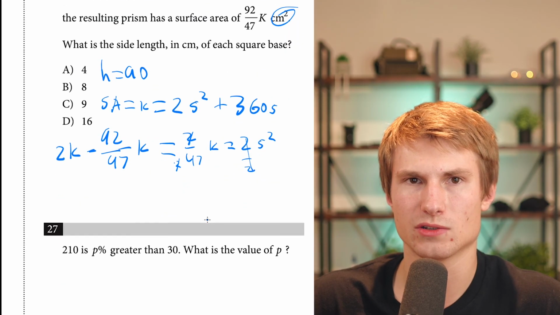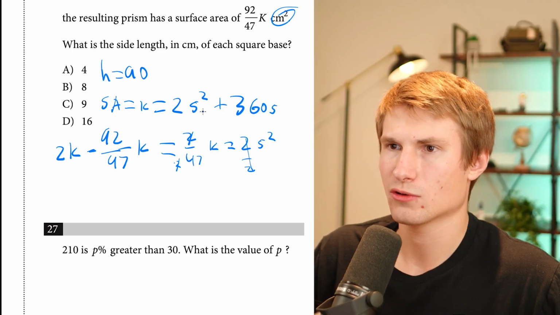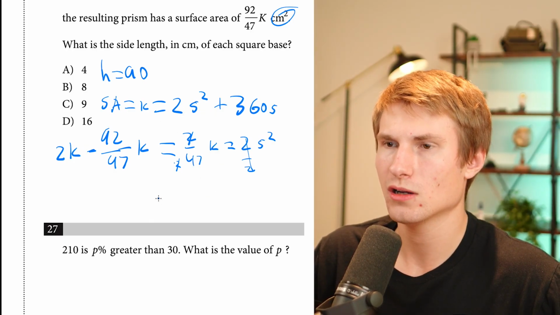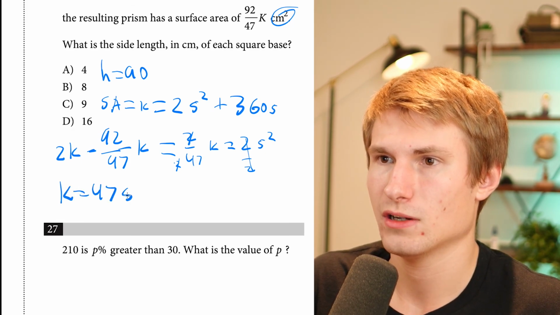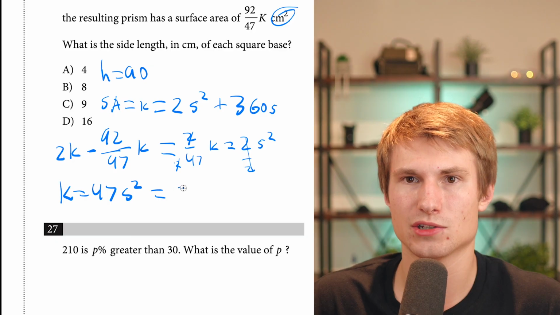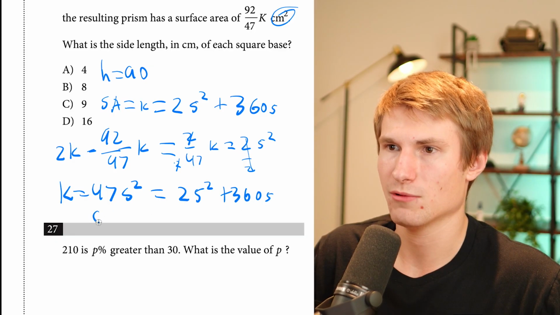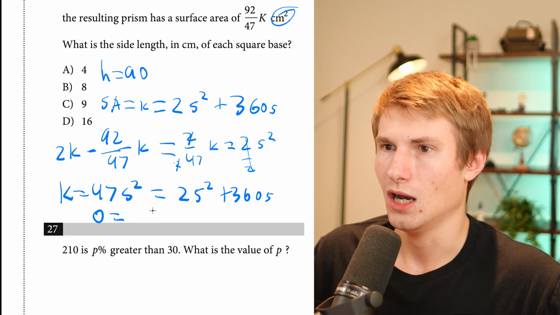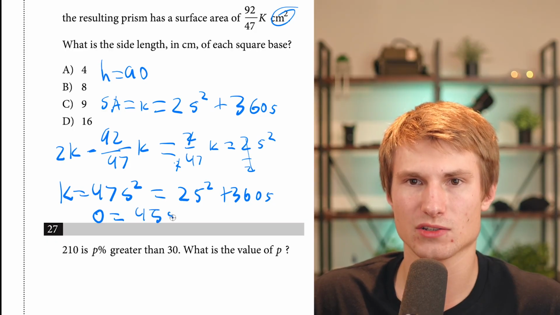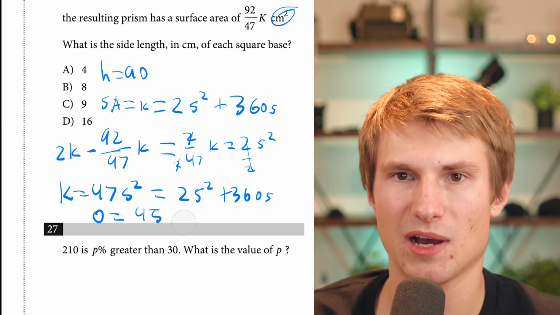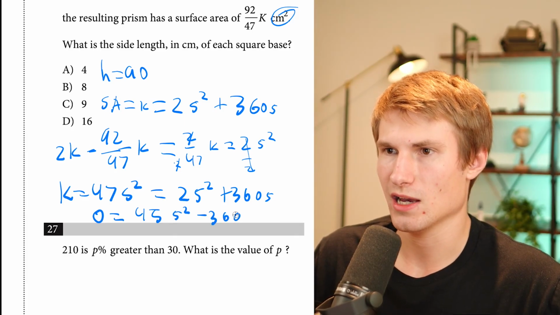I'm going to go ahead and scroll down so you can see what I'm doing a little bit better. From here, I see I have K is equal to this equation up here, so I'll try to get what K is equal to down here as well. To do that, I'll multiply both sides by 47. That will get me that K is equal to 47S squared. I can set that equal then to 2S squared plus 360S. From there, I can say that we have 0 is equal to, let's see, we would go ahead and subtract 2S squared from each side. That'll give me 45S squared. I always want to keep my coefficient positive in front of my S squared value. And then I'd have to subtract 360S as well.